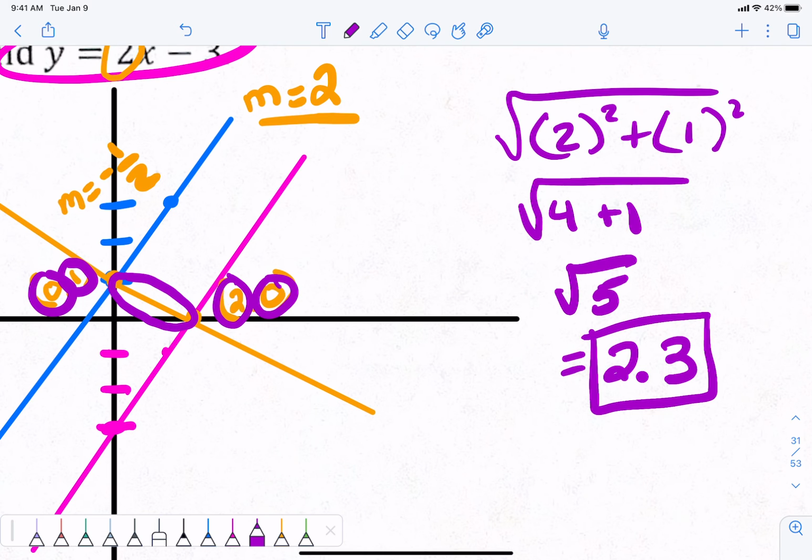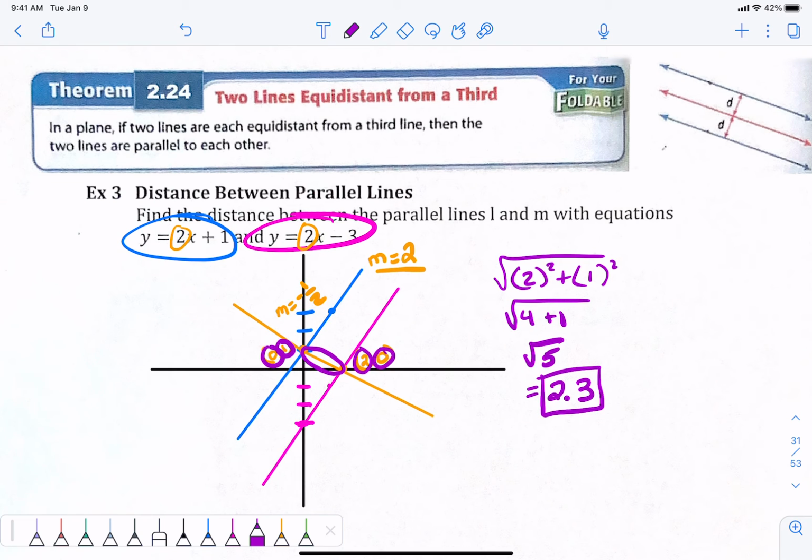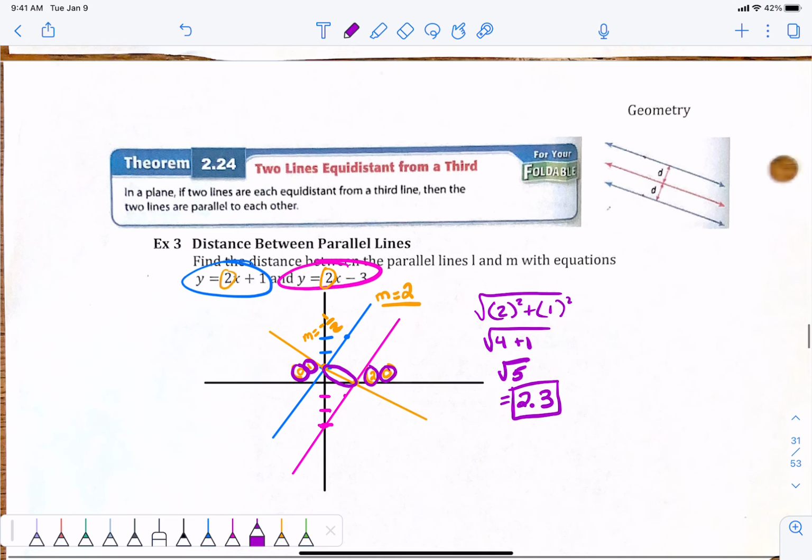So it's helpful to graph each one of these. I will give you some graph paper, but there's that. That's all I have.